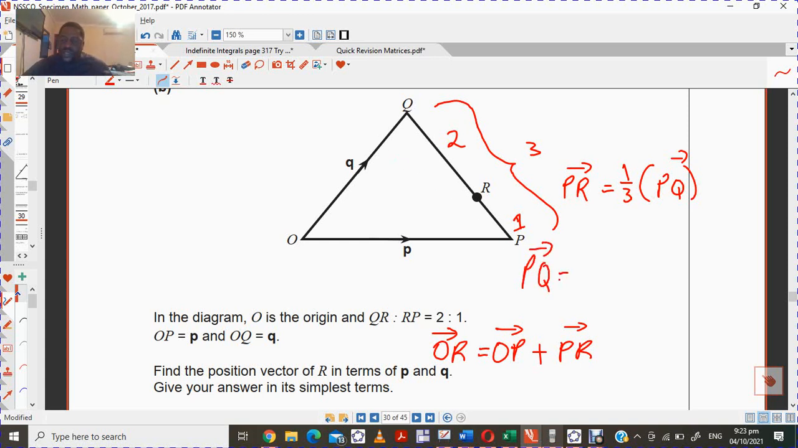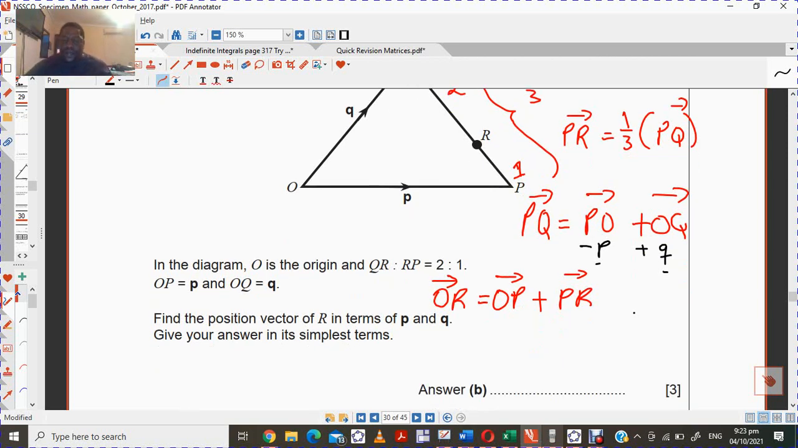So P to Q is the same as PO plus OQ. Can you see that? PO plus OQ. Well, in terms of P and Q, that's going to be minus P plus Q. So that's what I'm getting. So therefore, OR can be written as, and I will just write it here. I can say, therefore, OR will be OP, which is P. Maybe I should change the color of that. Just play around with color because I have that option.